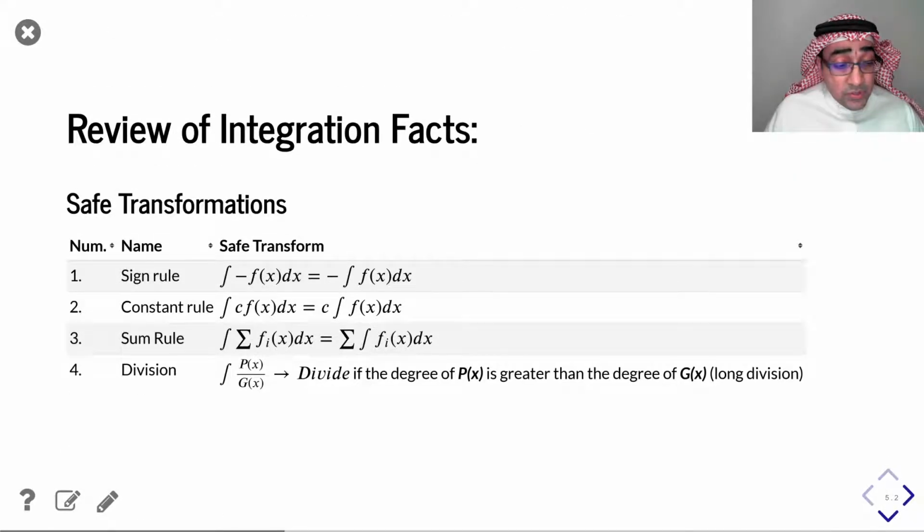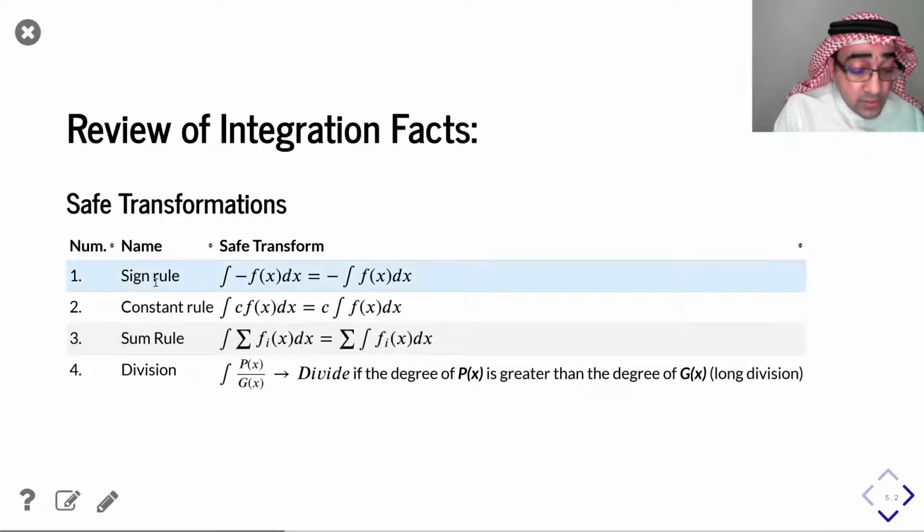So we're starting with facts in the integration world. We'll start with the safe transform. A safe transform is a transform that you can apply anytime, and that will result in a reduction of the problem. So it's a very safe transform. You can always apply it if it applies to the integration, and you can use it to reduce the problem.